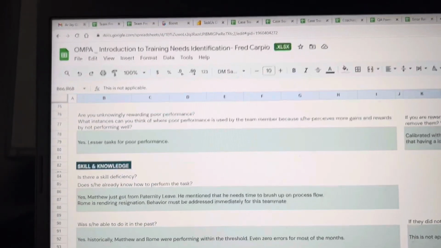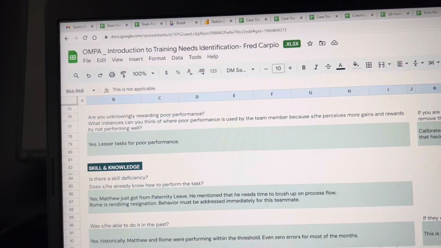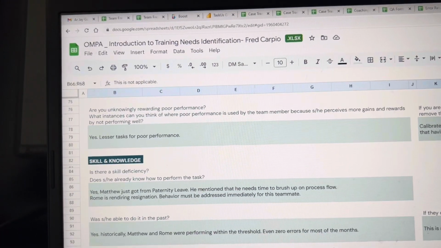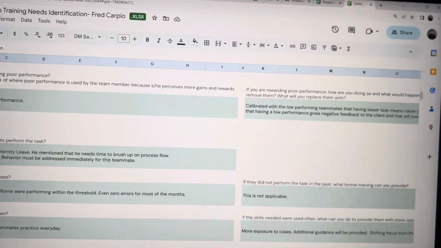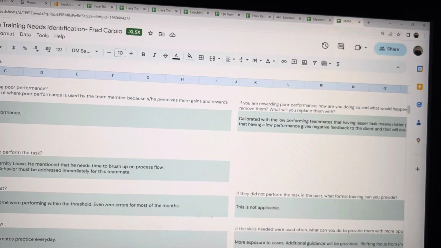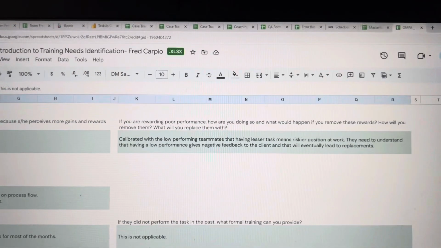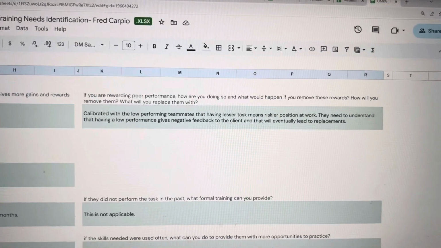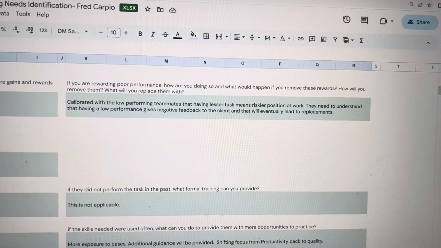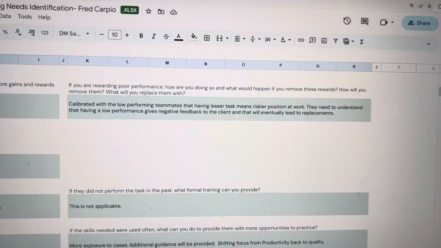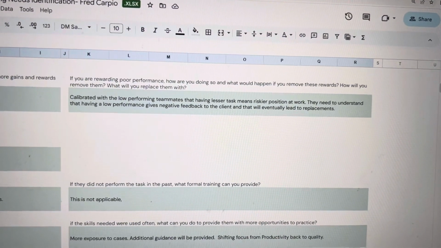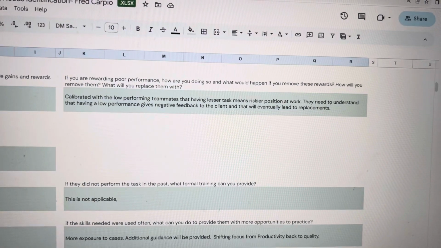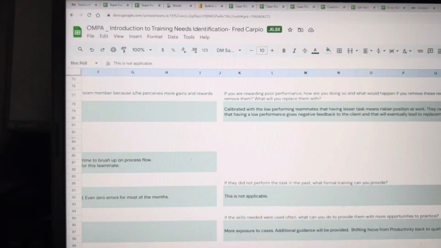Are you unknowingly rewarding poor performance? Yes, lesser tasks for poor performance. That's, of course, from their perspective. So what we have to do is we calibrate with the low performing teammates that having lesser tasks means a riskier position at work. They need to understand that having a low performance gives negative feedback to the client, and that will eventually lead to replacements.